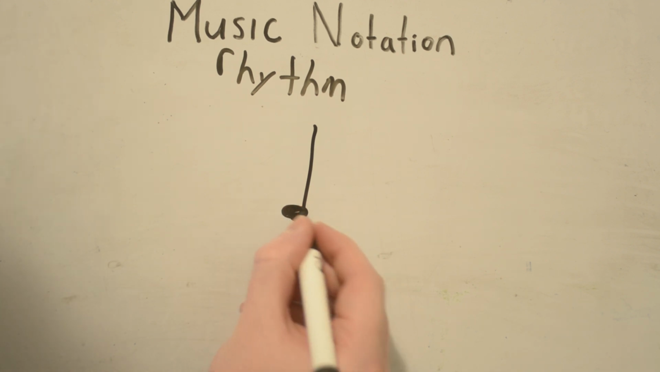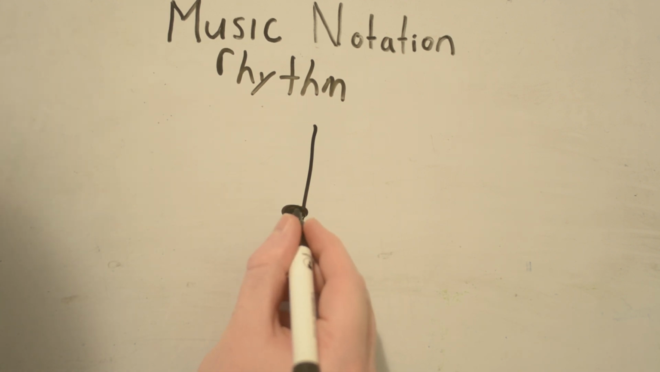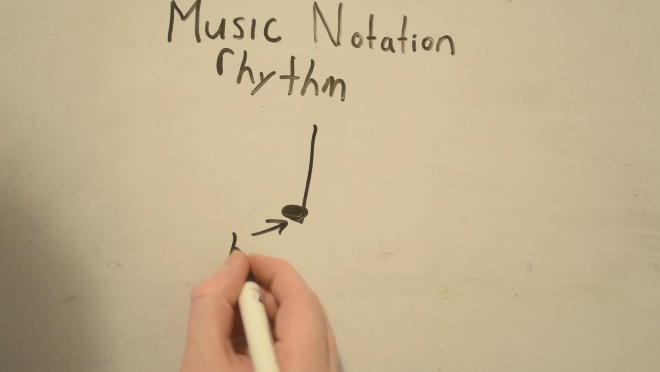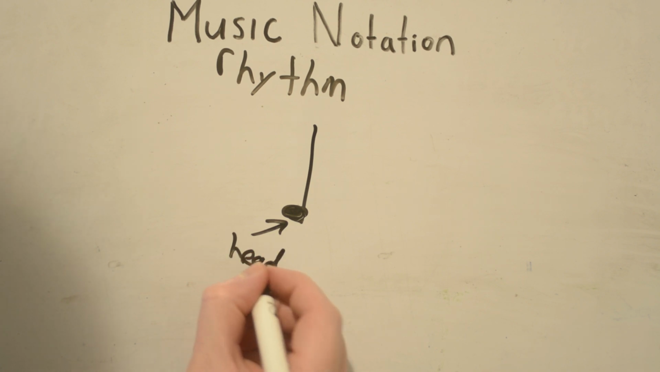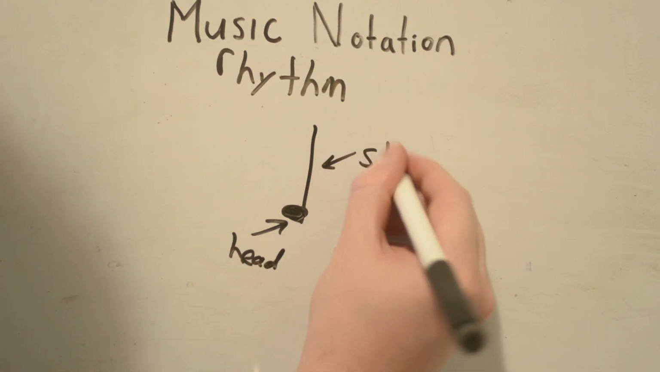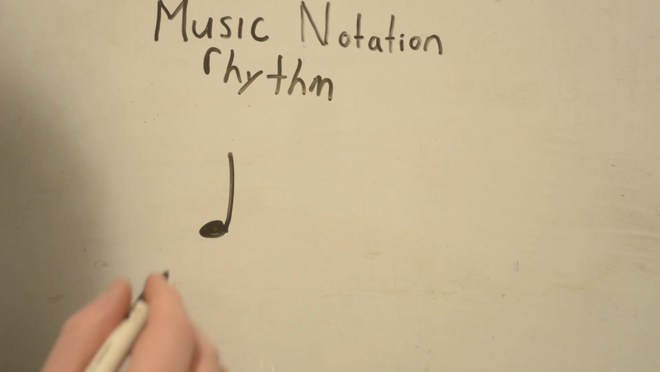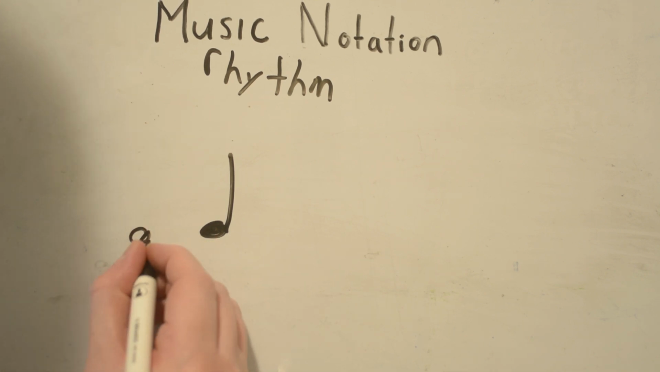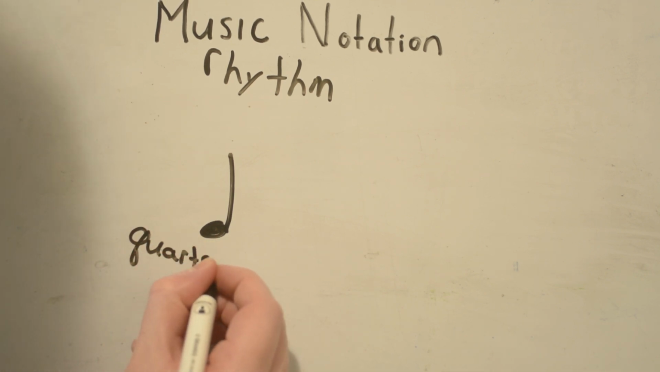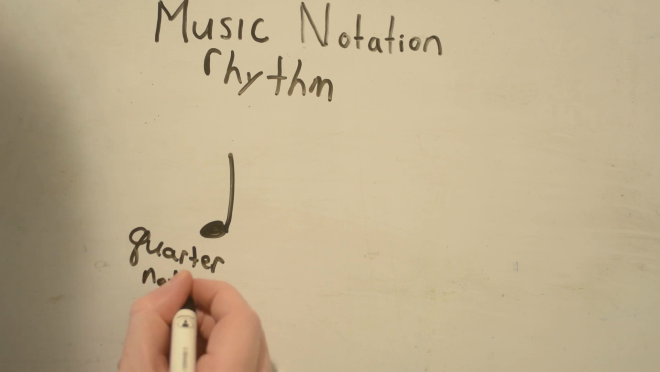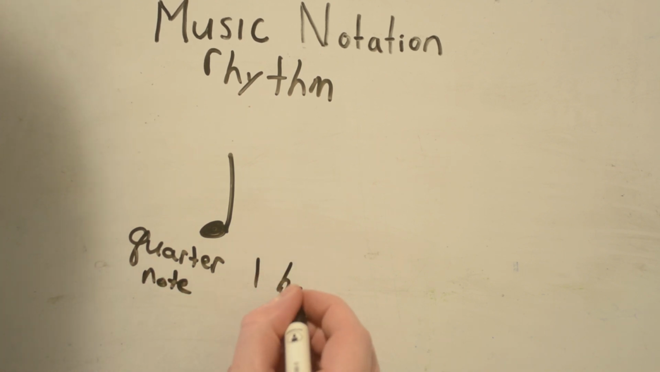Let's take a typical note. A typical note is made up of this bottom part, which is the head, and this upper part, which is the stem. This, the normal note, is a quarter note. Gets 1 beat.